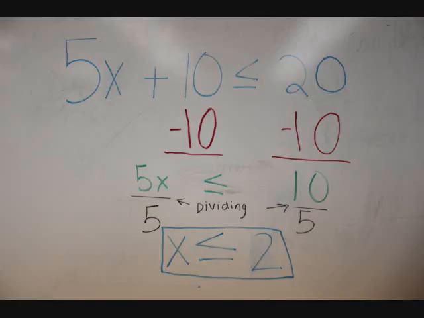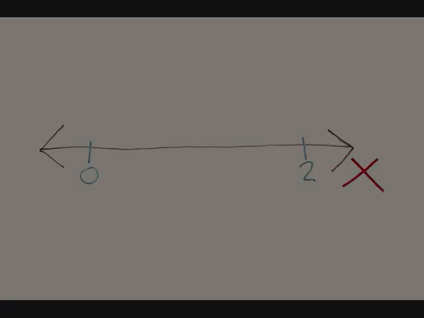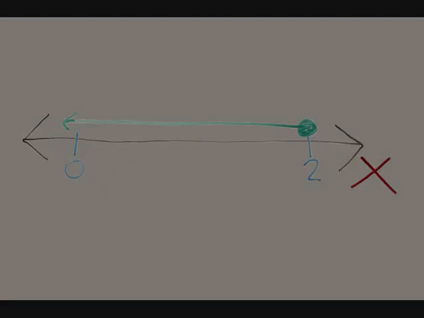Since you have less than or equal to, you will have to graph your equation. You start out with your axes. You want to label your axes, and then, following this, you want to plot your points, which is 0 and 2. Since it is less than or equal to, you will have a closed circle on the 2, and everything is going to the left.